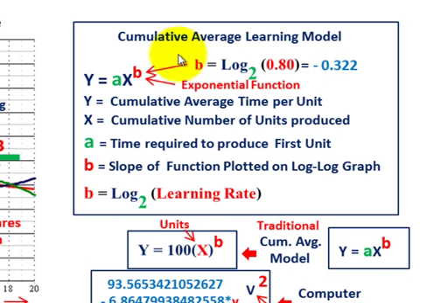Okay, so that's our traditional model here, our cumulative average learning model, to understand that. Okay, so we'll go down here and maybe we ought to look at that in terms of what we're talking about here for our traditional model.